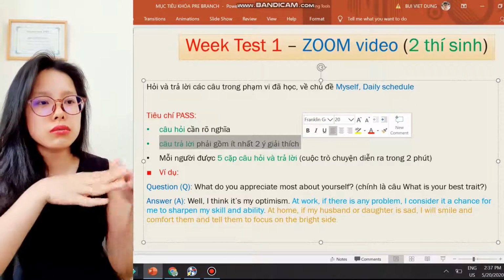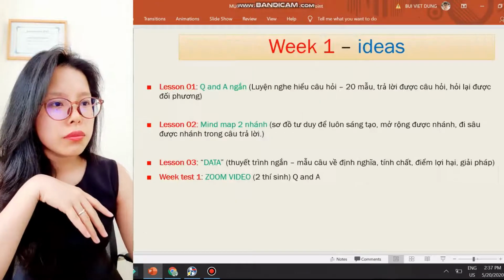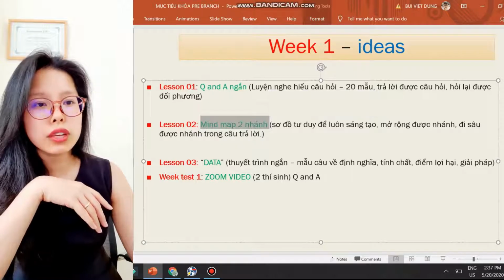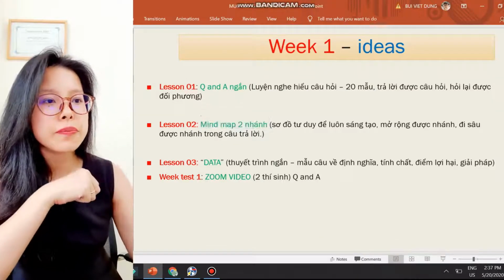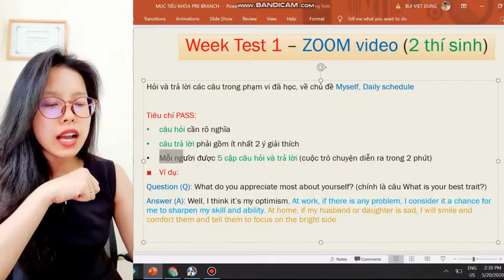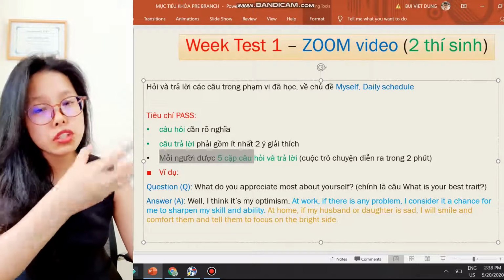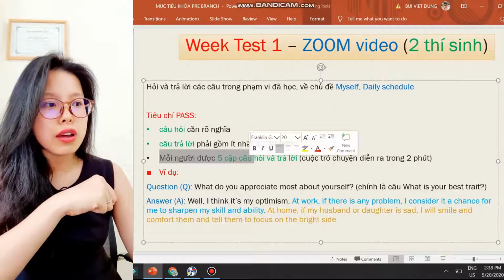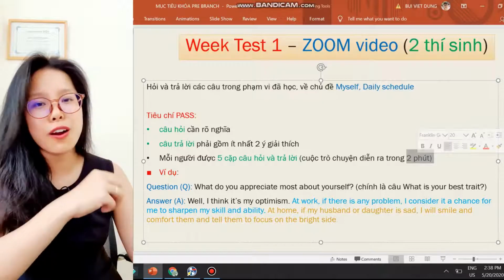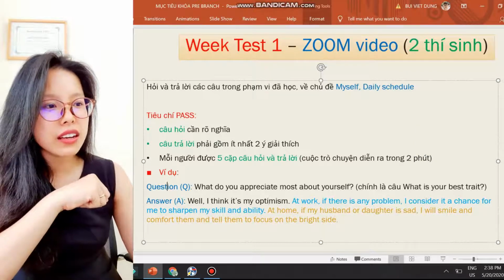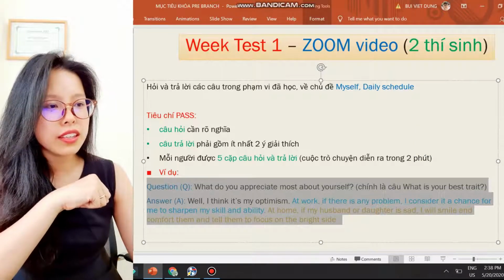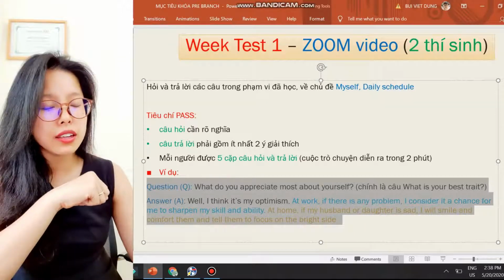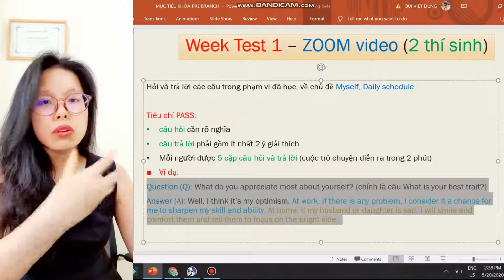Well, this is for the mind map with 2 branches, where you can apply the theory of this, right? And then each person has to have at least 5 pairs of questions and answers. So you have to try in 2 minutes to work really hard. Okay, this is a little bit of the example. I hope that when you have time, you would go over this.